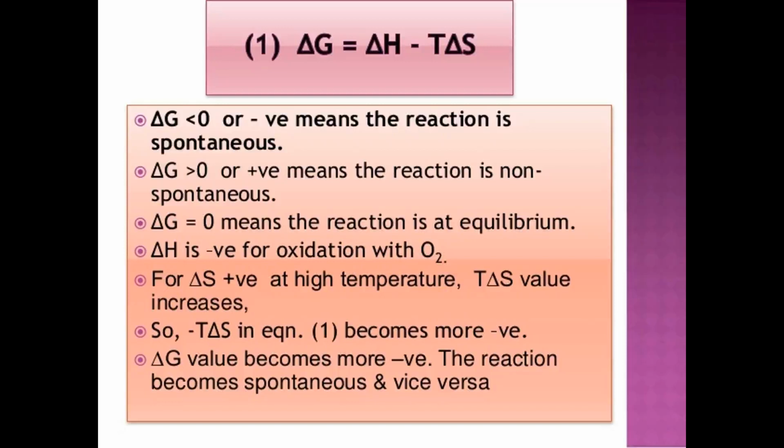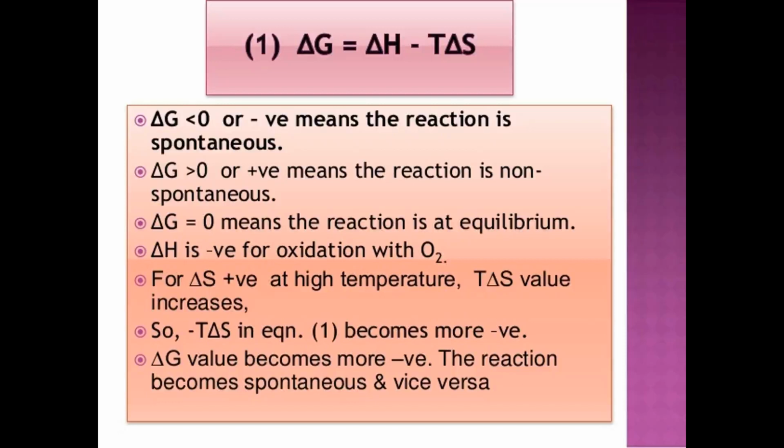Spontaneous means it keeps continuing to happen. So the values are negative, isn't it? In the previous graph you see the negative values are more. If del G is negative, the reaction is spontaneous. If the del G value is greater than 0, or positive, the reaction is non-spontaneous. If del G equals 0, the reaction is at equilibrium.